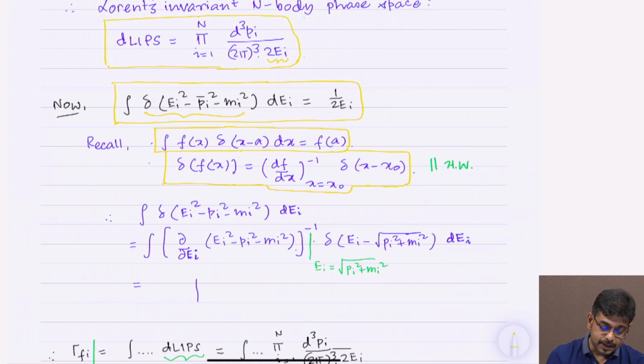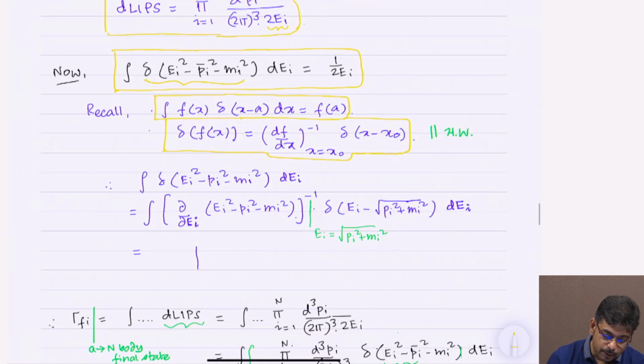Now, let us get back to the expression which I wrote above, the integral of delta of Ei square minus Pi square minus Mi square dEi. Using this rule, delta of Ei square minus Pi square minus Mi square should be equal to (df/dx) whole to the power minus 1 evaluated at x equal to x naught. You remember? So, what is this? This is del del Ei of Ei square minus Pi square minus Mi square, right? What is that x equal to x naught? It is the one where the delta function peaks, right?